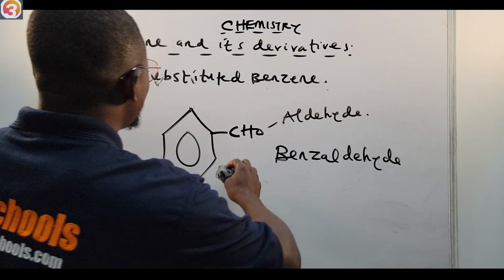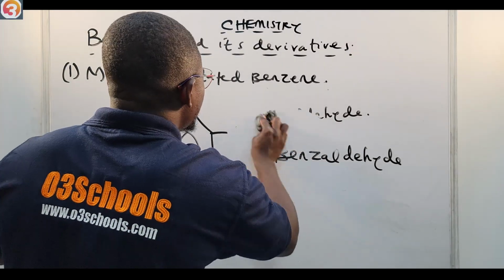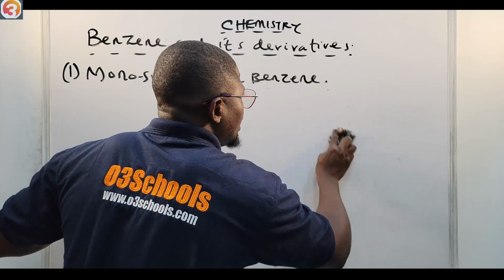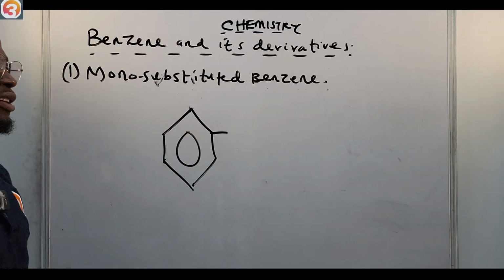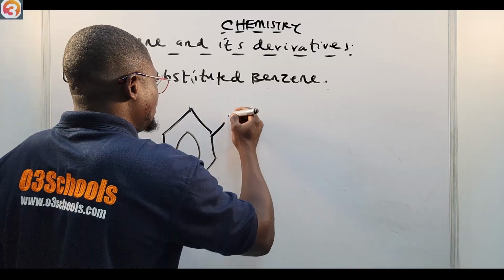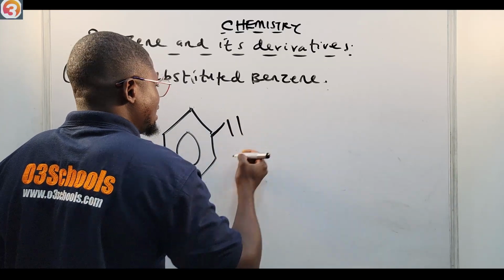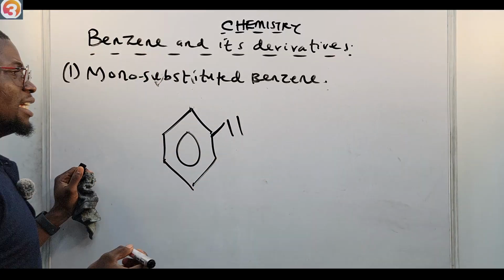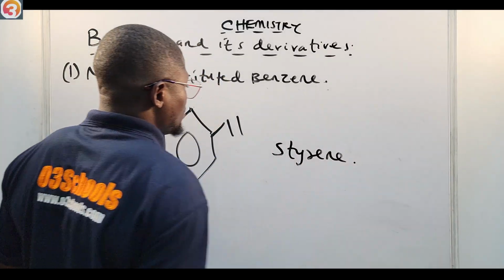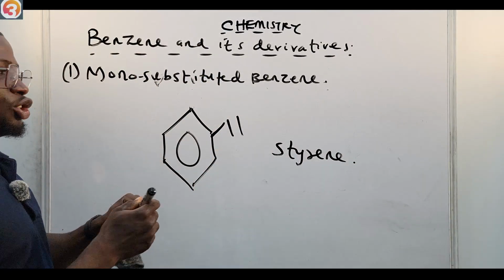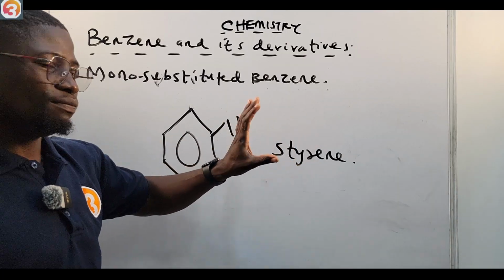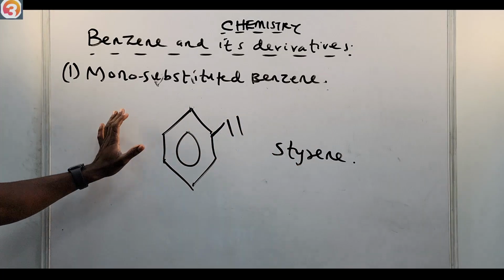What if it is not an aldehyde functional group? Let's say, for example, it is just a double bond that is attaching itself to this benzene ring. You now have it like this, just a double bond attaching itself to this benzene ring. We call this one a styrene. A benzene ring with a double bond attaching itself to it is called a styrene. It's as simple as ABC. So please take note of that.